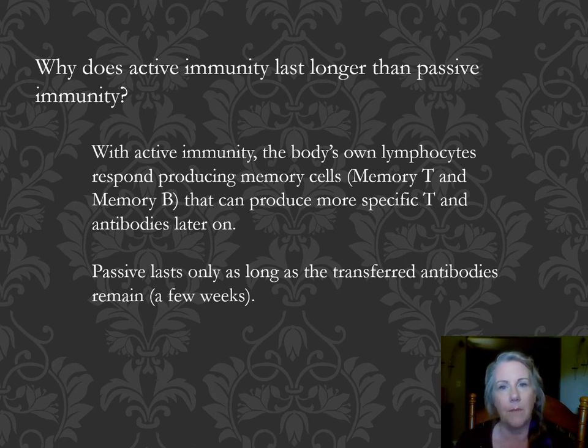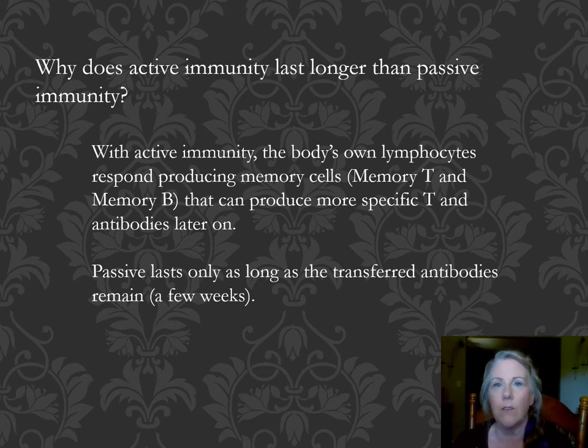With the antibody-mediated immunity, what you get is the activation of B cells, and they're going to differentiate into plasma cells and more memory B cells. Plasma cells give us our antibodies, right? Our very specific antibodies against that pathogen. Then we're also getting memory B cells, right?